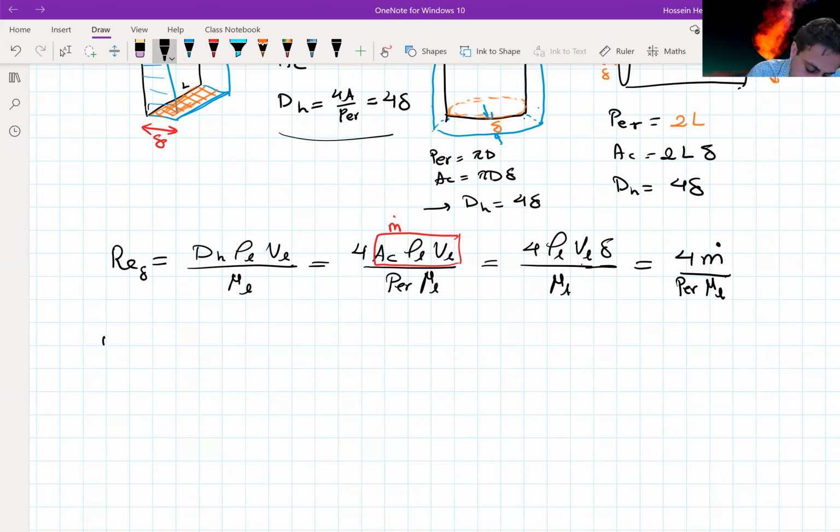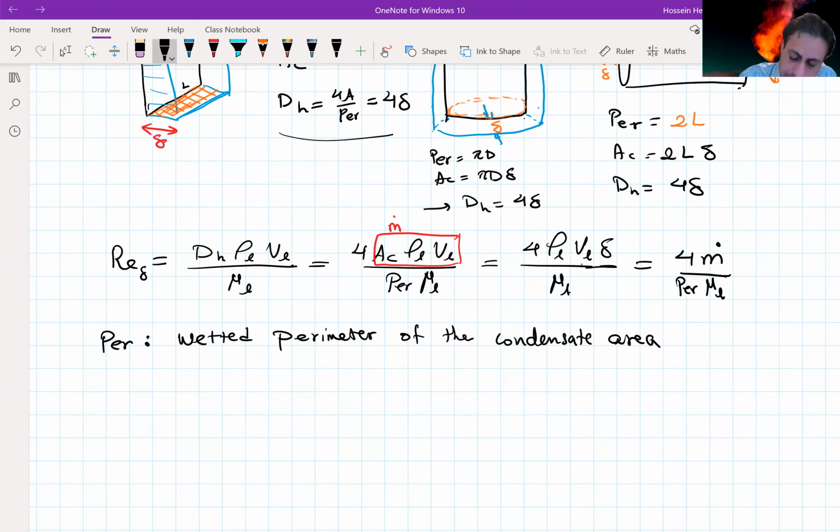So I'm going to just write down the term that I'm defining as a perimeter: the wetted perimeter of the condensate area at the place that we are evaluating. And AC is this perimeter times delta. Anyway, you have the definition of both of them.